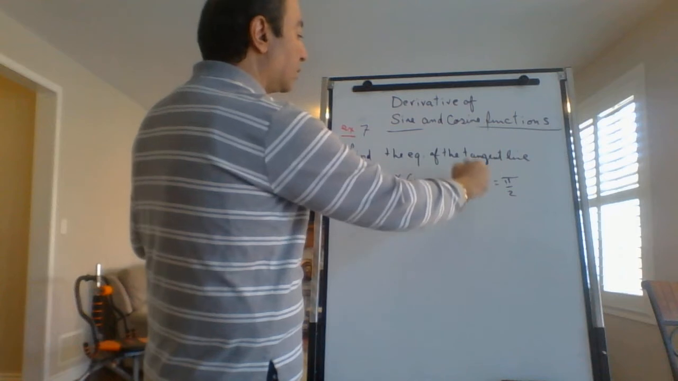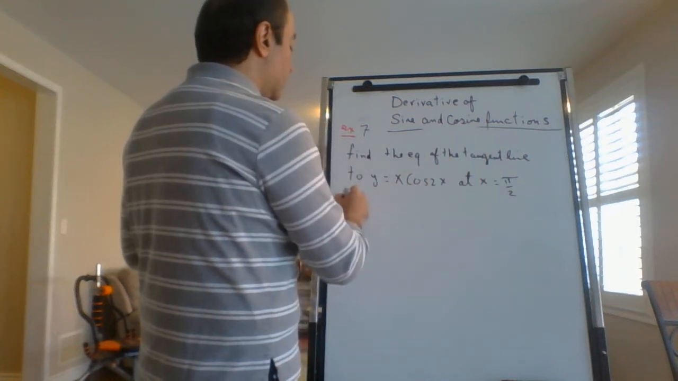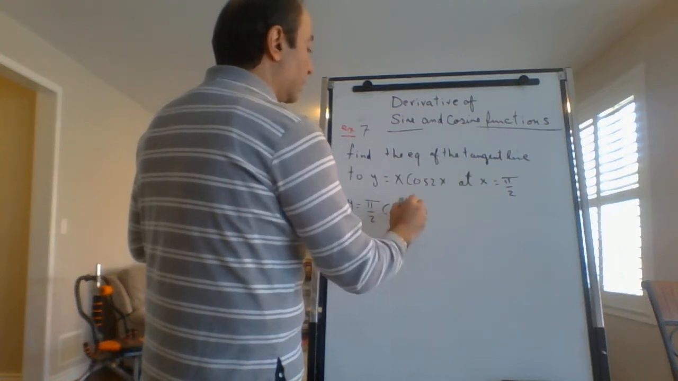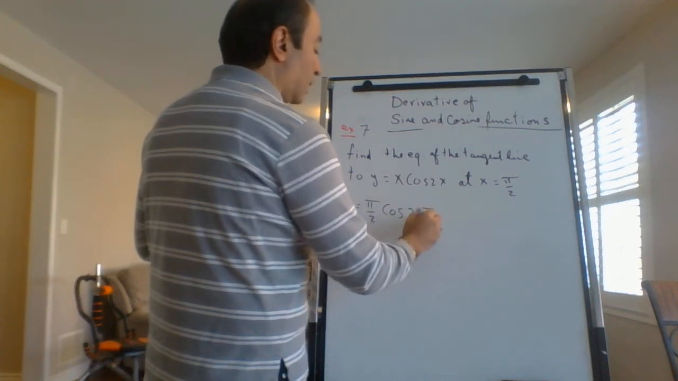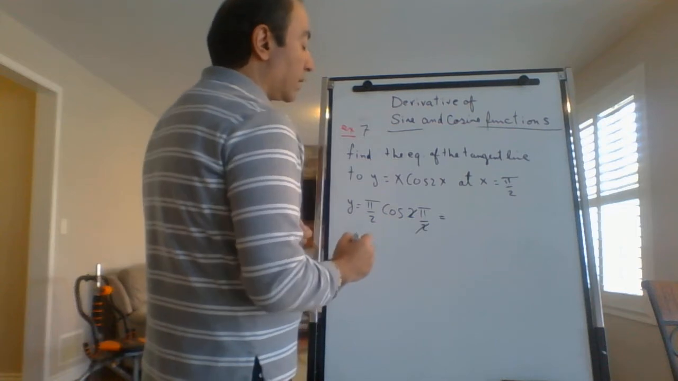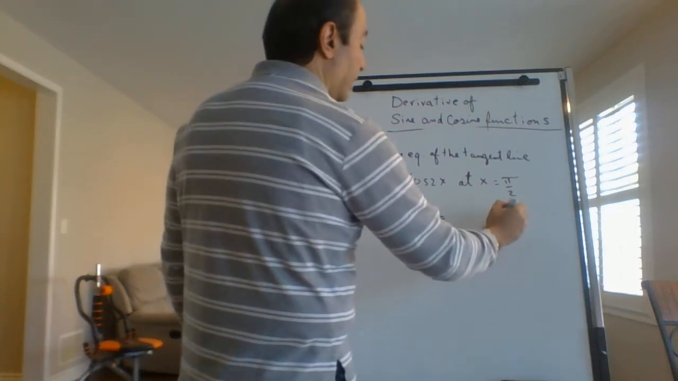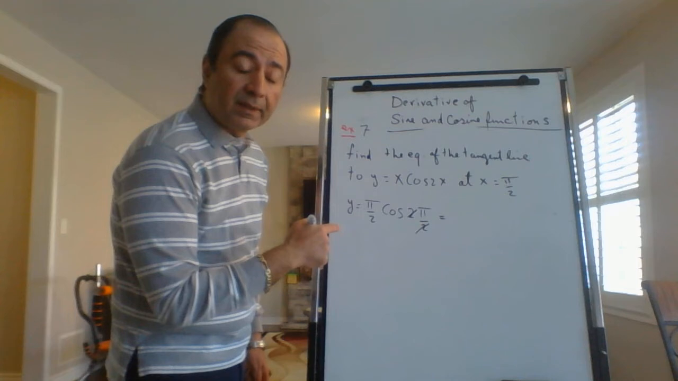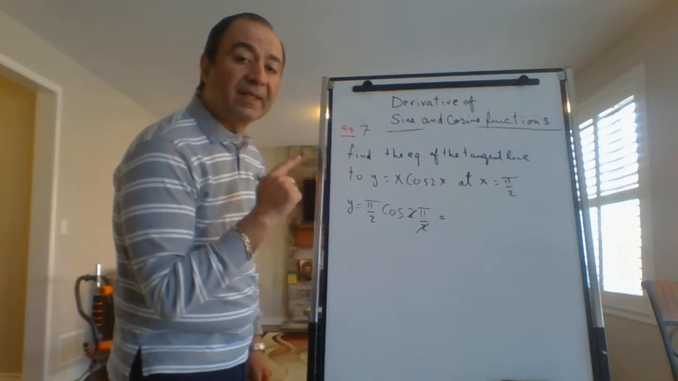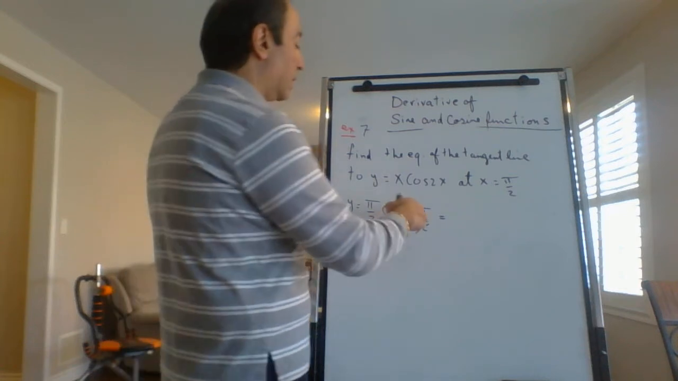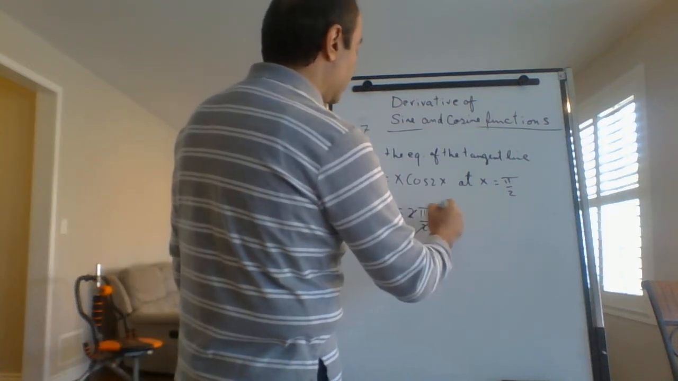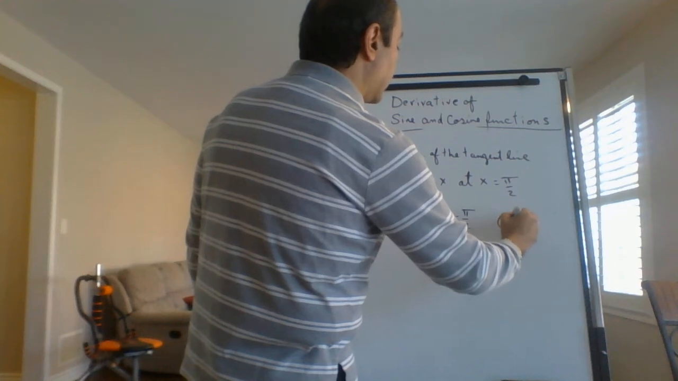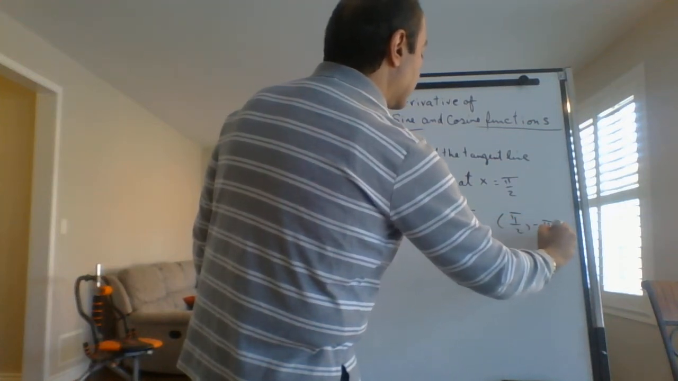So the first thing, I need to find a point on the tangent. So I have to substitute the x of the tangent point. So it will be pi over 2 times cosine of 2 times pi over 2. 2 and 2 cancel out. Cosine of pi is negative 1. Remember, important thing, when you do trig in calculus, we have to put our calculator in the radian mode. Cosine pi is negative 1, so this will be negative pi over 2. So the point is pi over 2 and negative pi over 2. This is the point.